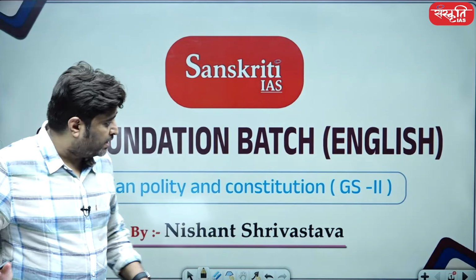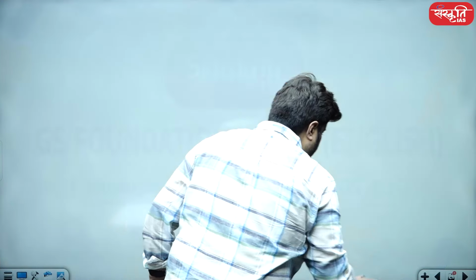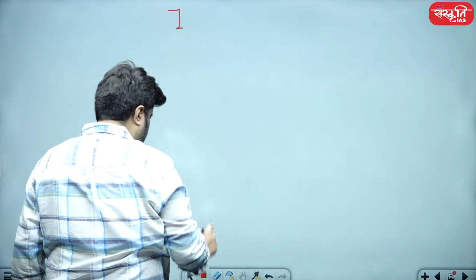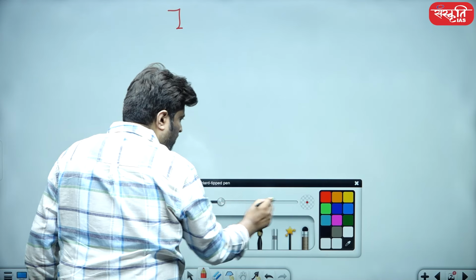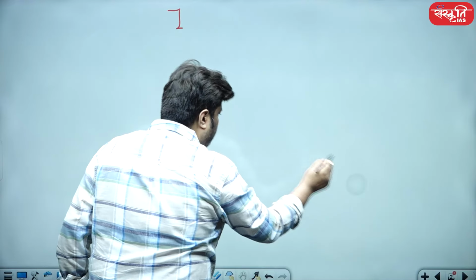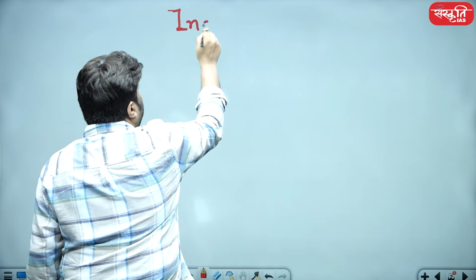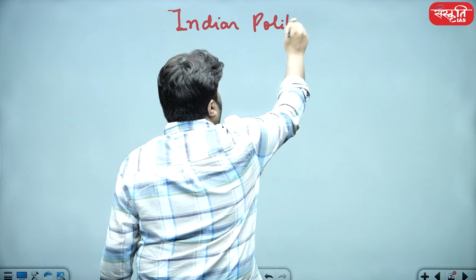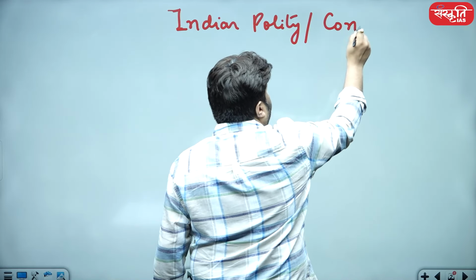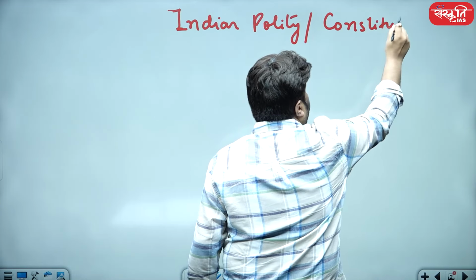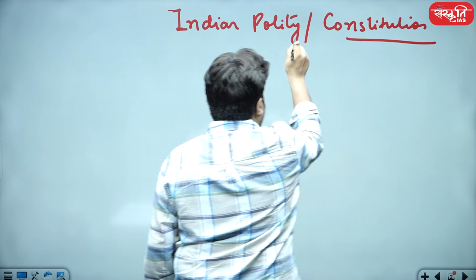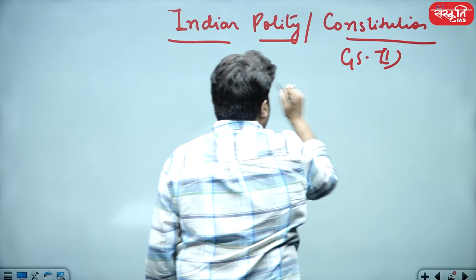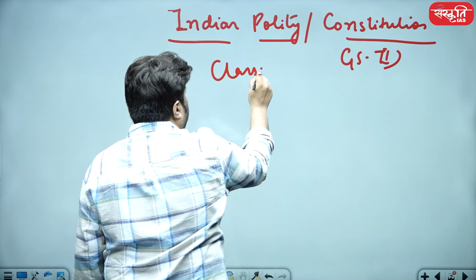So this is going to be my second class. Let me write it over here. Whenever I start my session, first of all, I write the class number. We have already started our academic discussion on Indian polity and constitution. I hope you have revised my last session, and this is going to be our class number 2.